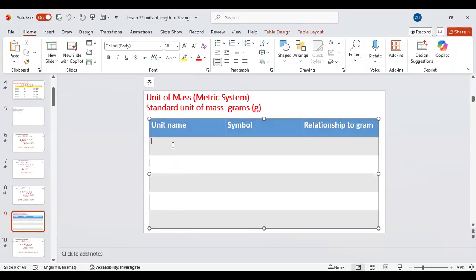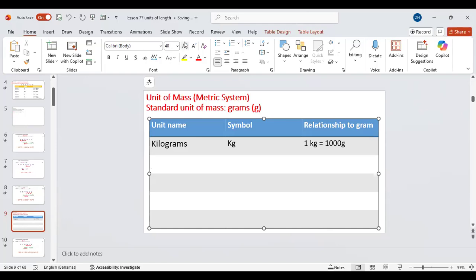All right, so the first thing we're going to deal with is the kilograms. Put some respect on the kilograms name. What's the symbol for kilograms? kg, very good. What is its relationship to grams? 1 kilogram equals 1,000 grams. Very good.